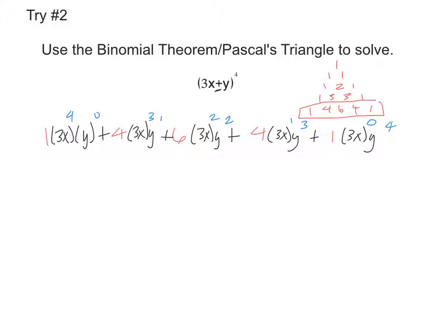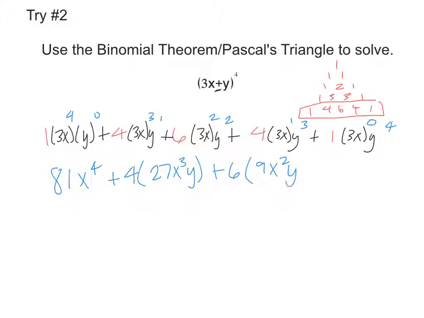81. 81x to the fourth plus 4 times, that'll be 27x cubed y, plus 6 times, let's see, that'll be 9x squared y squared, plus 4 times 3xy cubed plus y to the fourth.